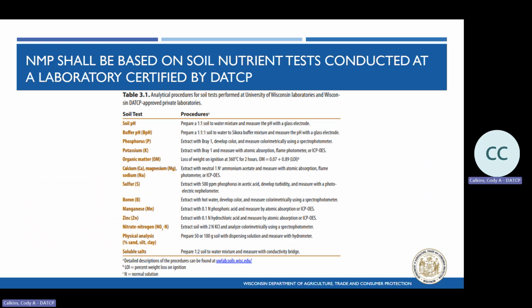In ATCP 50, we have that requirement that nutrient management plans shall be based on soil nutrient tests conducted at a laboratory certified by DACCAP. That includes all the tests labeled below, from soil pH to micronutrients, organic matter, obviously phosphorus and potassium. But what you'll note on here is that nitrogen is not specifically a test conducted by the labs.